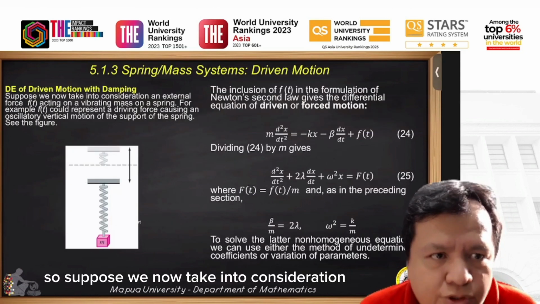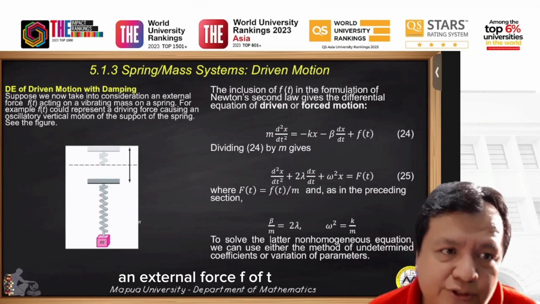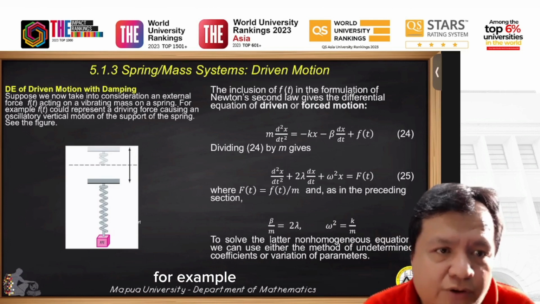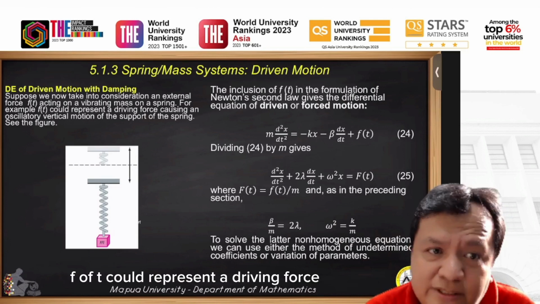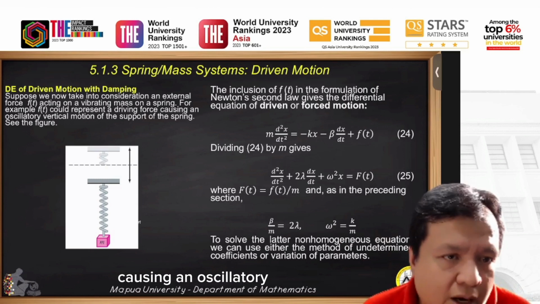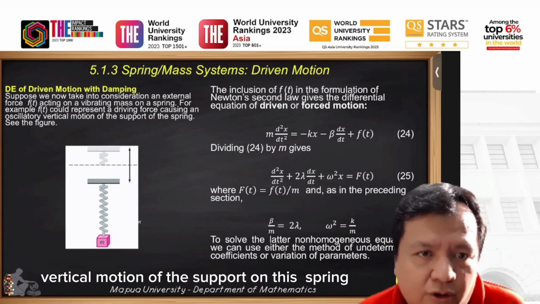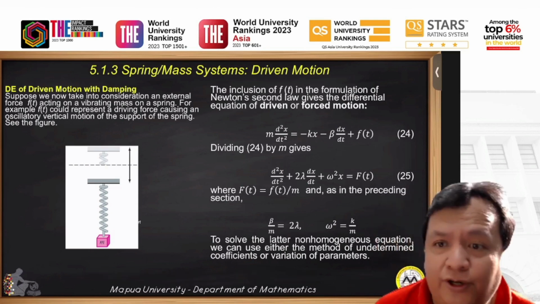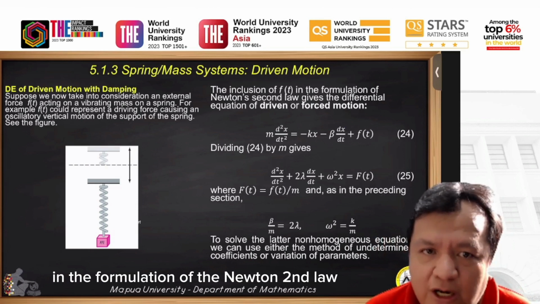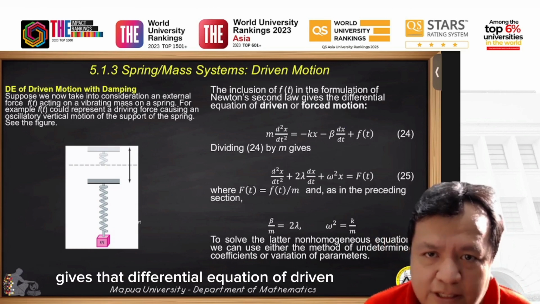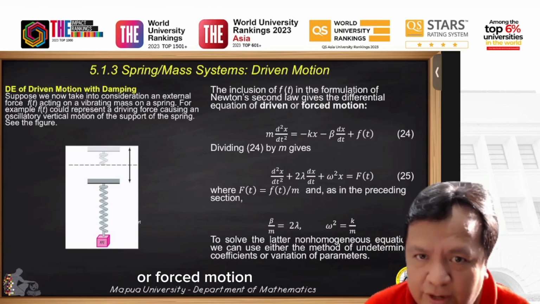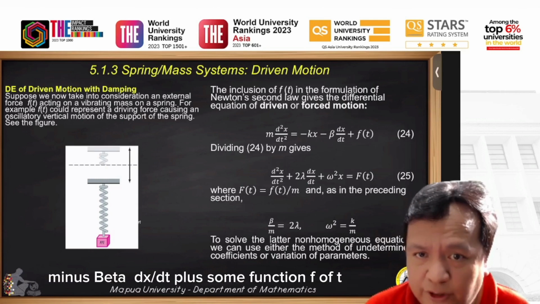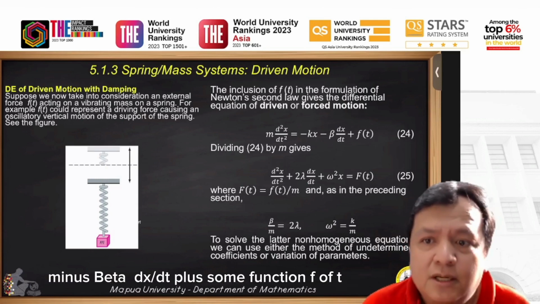Suppose we now take into consideration an external force F of t acting on the vibrating mass on a spring. For example, F of t could represent a driving force causing an oscillatory vertical motion of the support of the spring, like the ceiling of the elevator. The inclusion of F of t in the formulation of Newton's second law gives the differential equation of driven or forced motion. So ma is equal to negative kx minus beta dx over dt plus some function f of t.